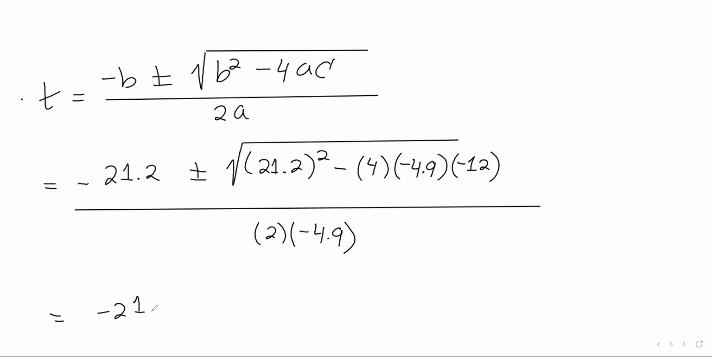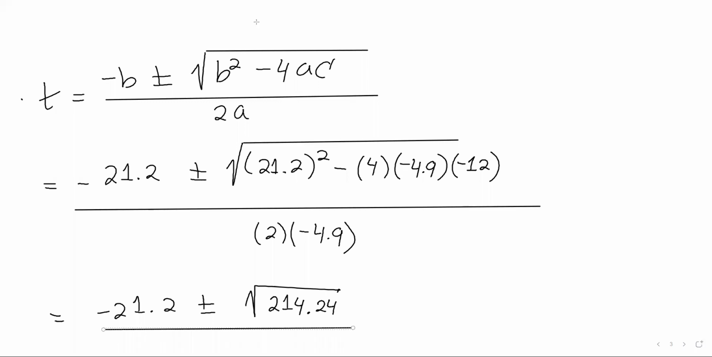This becomes negative 21.2 plus or minus the entire radicand becomes 214.24, all divided by negative 9.8. Perfect. And this is equal to 0.673 seconds or 3.65 seconds.